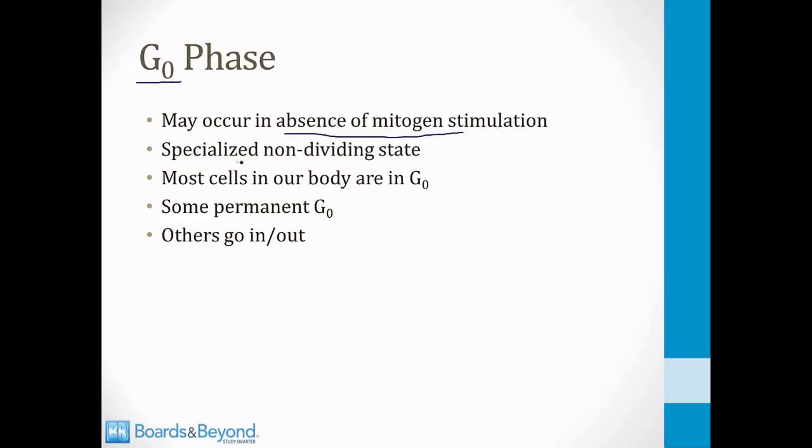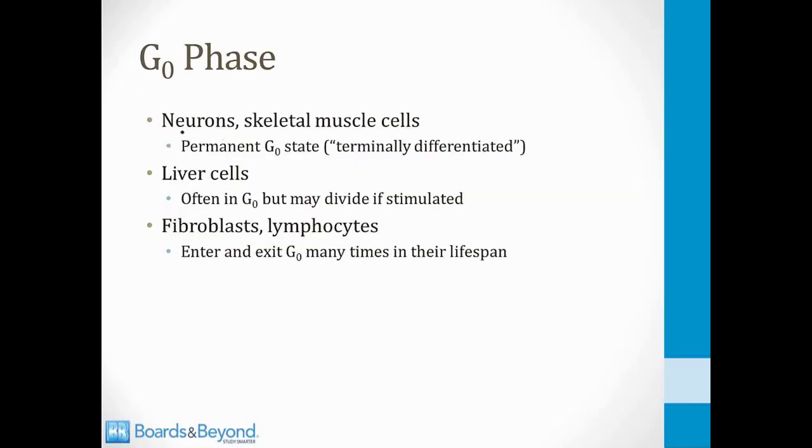It is a specialized non-dividing state, and it turns out that most cells in our body are in G0. Most cells in our body are not in the process of dividing. In fact, some are in permanent G0 state, others go in and out. For example, neurons and skeletal muscle cells are in a permanent resting G0 state. They are said to be terminally differentiated. They do not divide into daughter cells.